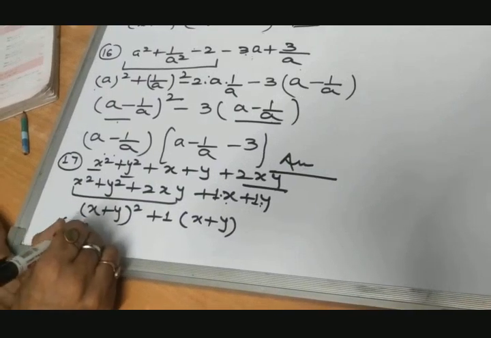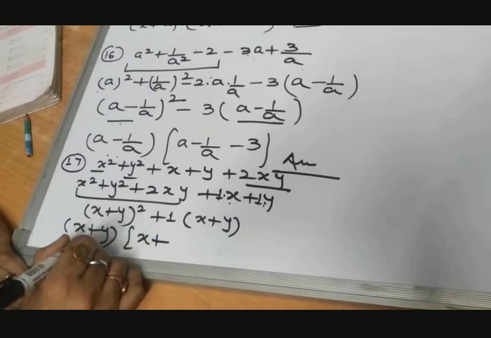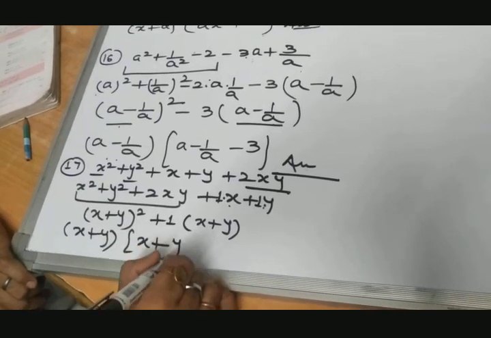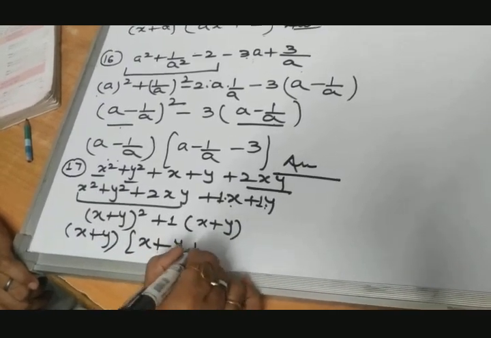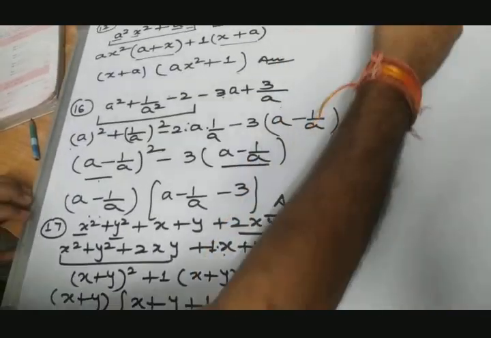Now x plus y is taken as the common. When we divide x plus y whole square by x plus y, the answer will be x plus y. Dividing x plus y by x plus y, the answer will be 1. So the answer will become x plus y into x plus y plus 1.